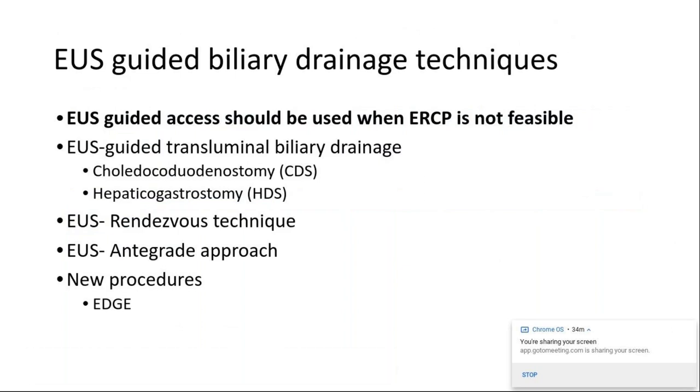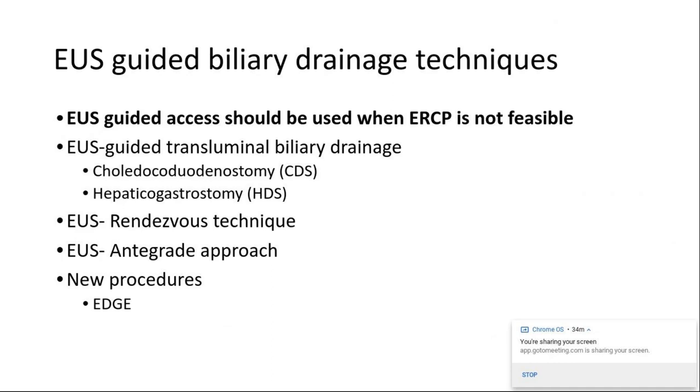All right, so now let's go over some EUS-guided biliary drainage techniques. This is the cool stuff. So EUS-guided access is good specifically for an inaccessible papilla secondary to altered anatomy or a proximal stricture or a distorted papilla from an ampullary eroding tumor. Since it was first described in 2001, EUS-guided biliary drainage has been increasingly used as an alternative in patients with obstruction who fail standard ERCP.